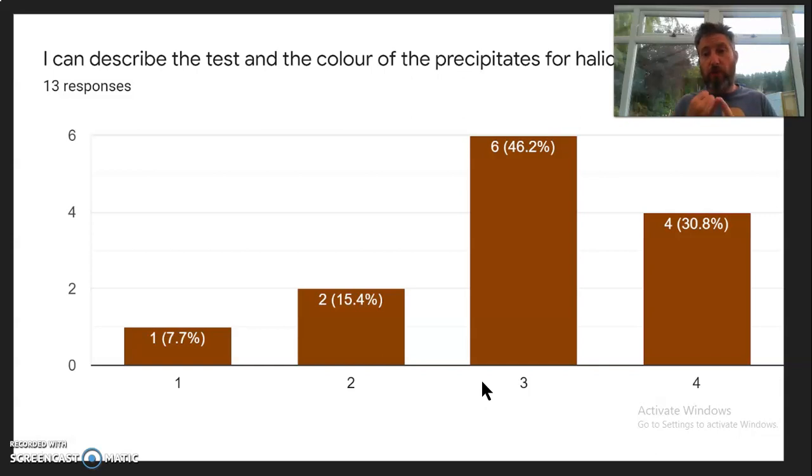So if it's chloride, it's white. If it's bromide, it's cream. If it's iodide, it's yellow. You do need to learn that on the equations. So do go back through your notes and learn them, guys.